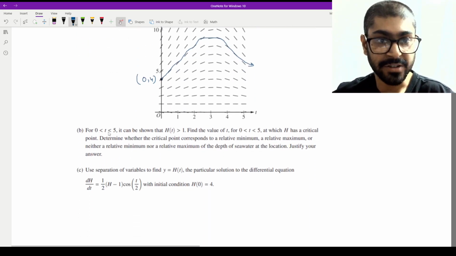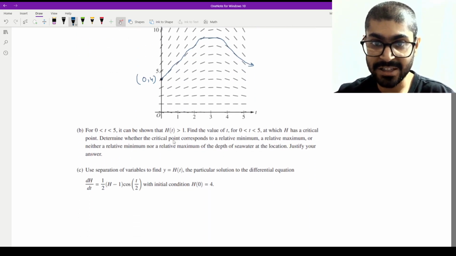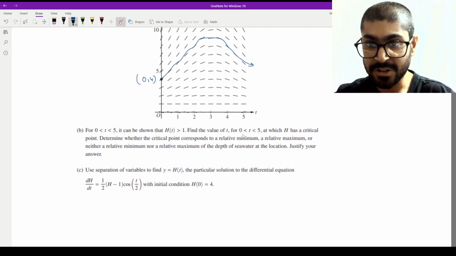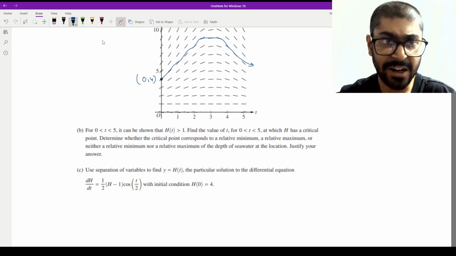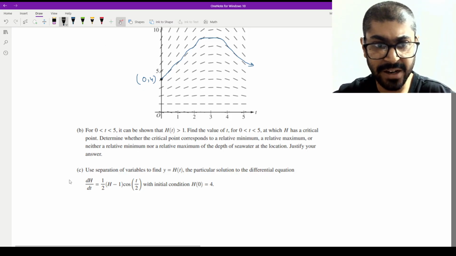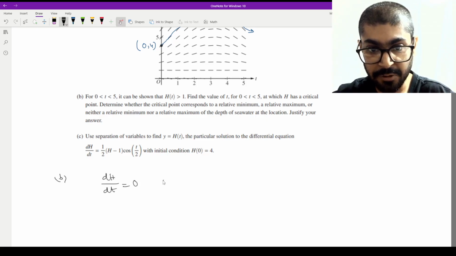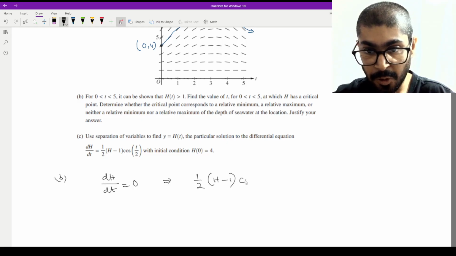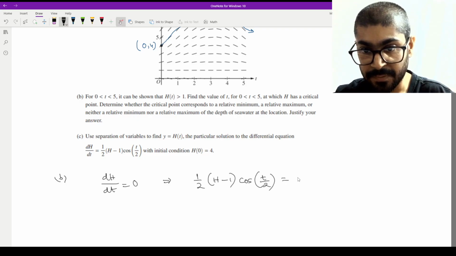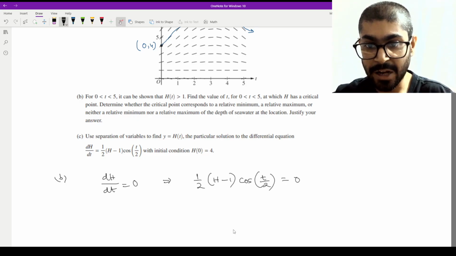This says for 0 less than t less than 5, it can be shown that h(t) is greater than 1. Find the value of t, for 0 less than t less than 5, at which h has a critical point. Now we know how to calculate critical points, right? We set dh/dt equal to 0, which means I can copy it from here: one half of (h minus 1) times cos(t/2) is equal to 0. This will be our equation to calculate the critical point.